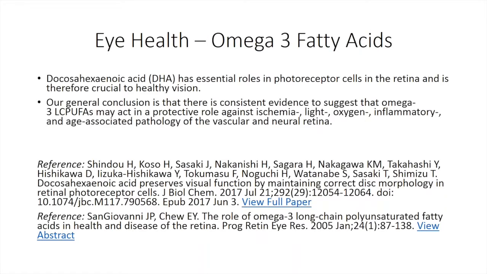So now let's talk about more nutrients. So eye health, a function of nutrition. It certainly is. And I'm going to talk to you about DHA, docosahexaenoic acid, and it has essential roles in photoreceptor cells in the retina, and is therefore crucial to healthy vision, not EPA.